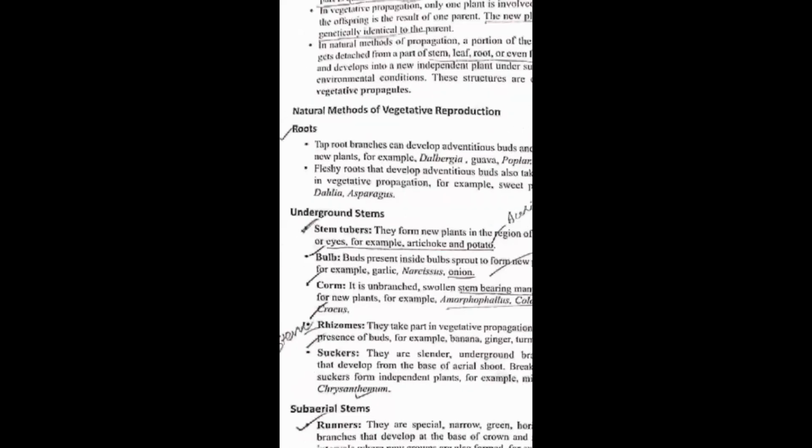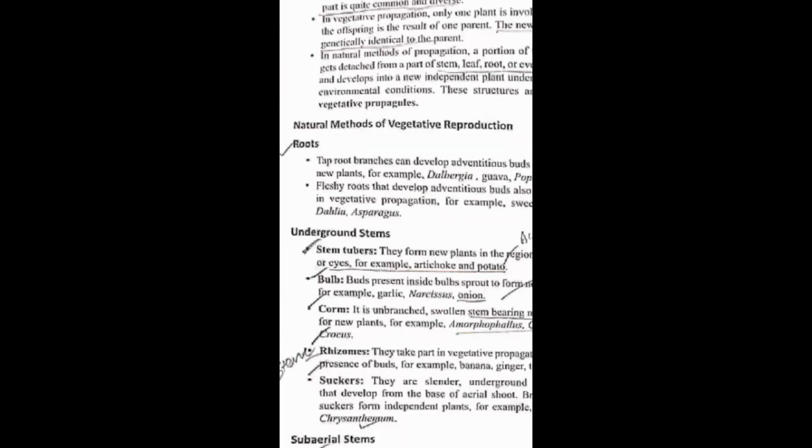Okay. First, we already discussed the natural methods of vegetative reproduction. The first one is root. A taproot branch can develop adventitious buds and form a new plant, for example Dalbergia, guava, and poplar. Fleshy roots that develop adventitious buds also take part in vegetative propagation, for example sweet potato, dahlia, and asparagus, because they have small buds that also grow as a new plant.